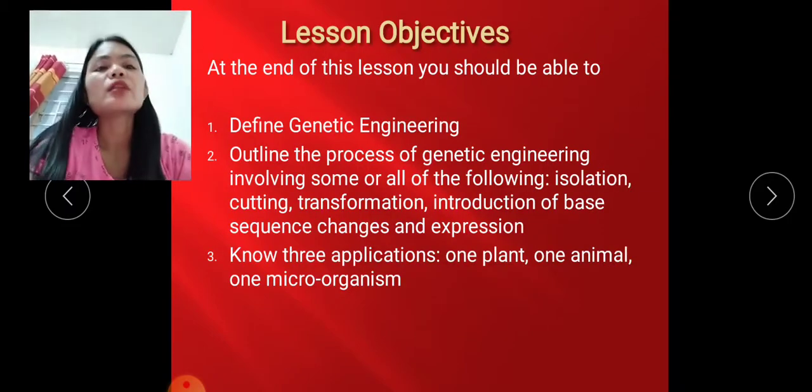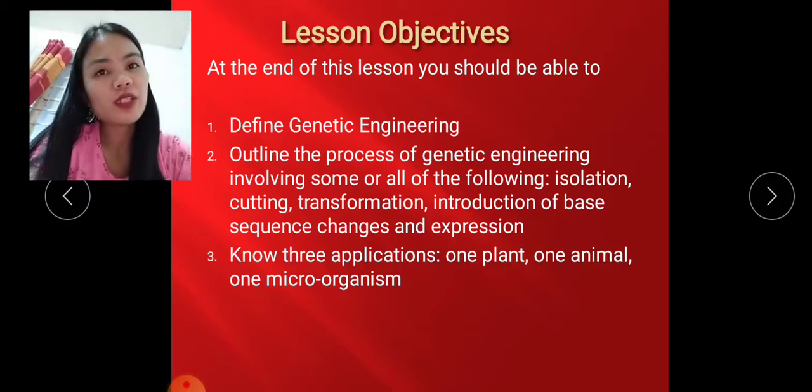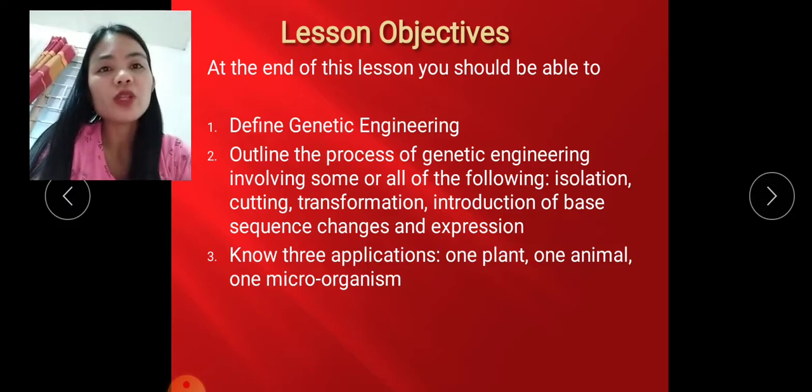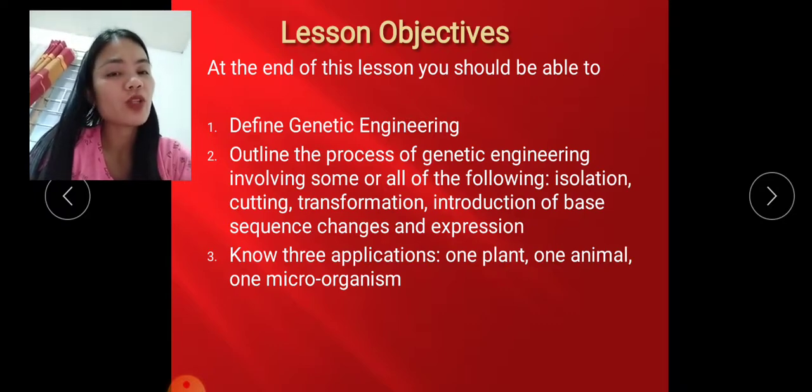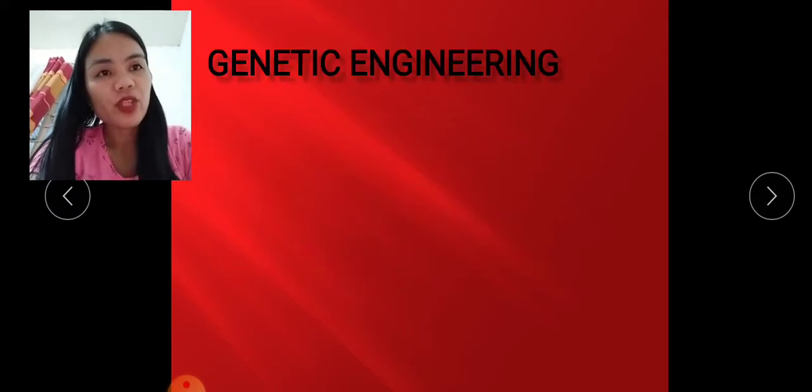Lesson objective. At the end of this lesson, you should be able to define genetic engineering, outline the process of genetic engineering involving some or all of the following: isolation, cutting, transformation, introduction of base, sequence, changes, and expression. Know the three applications: one plant, one animal, and one microorganisms.